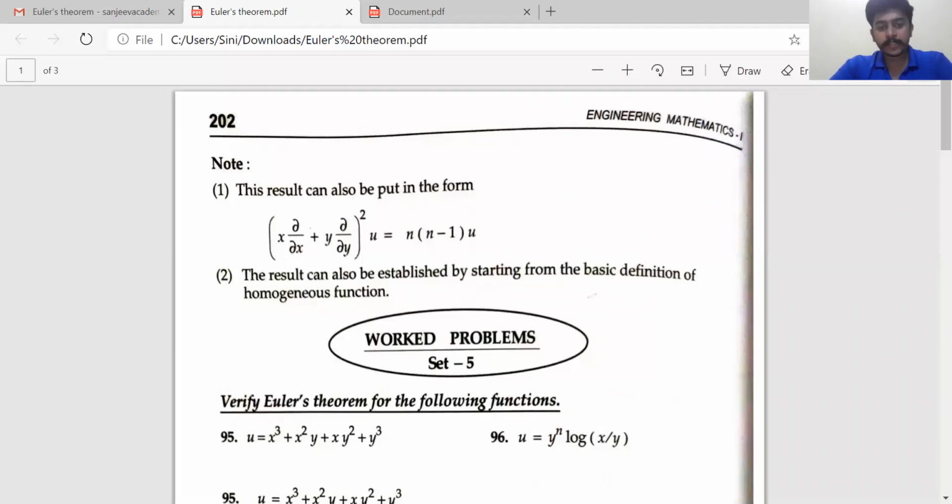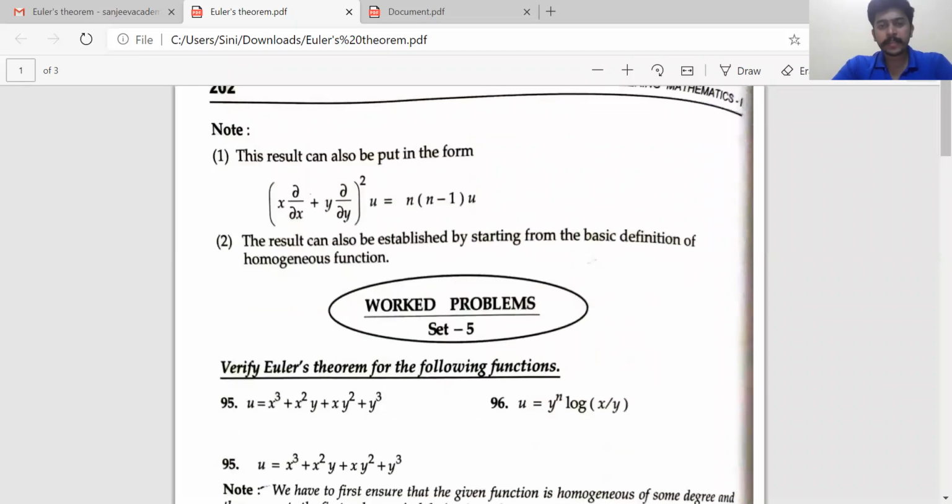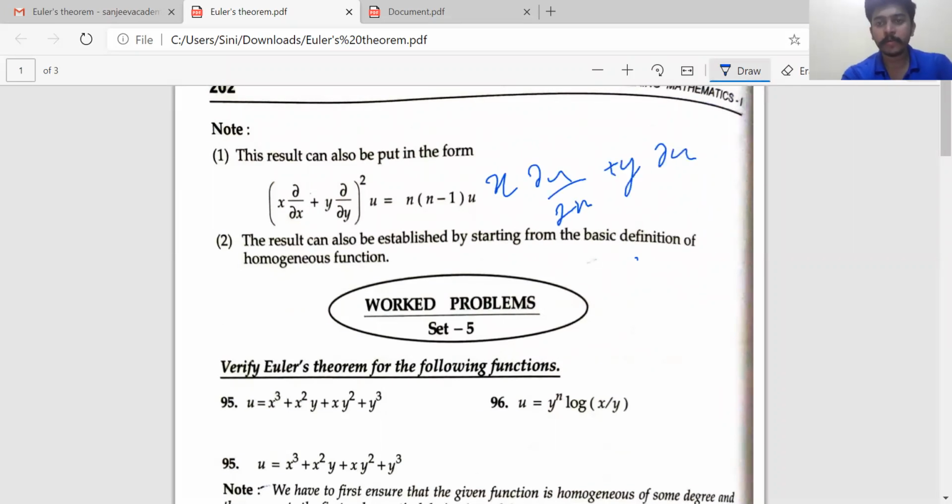So this is our Euler's theorem question. There is a simple formula: x ∂u/∂x + y ∂u/∂y equals nu, where n is the degree. Where n is what? The degree.